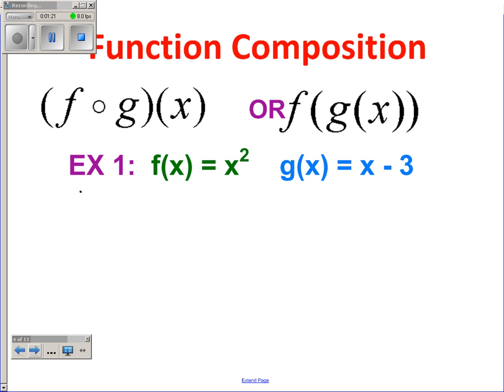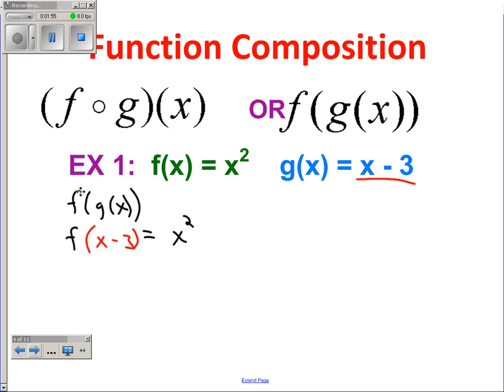So the first thing I'm going to do is rewrite it. And I want to substitute. Composition is a fancy way of saying substitution. So I want to substitute x minus 3 for g of x. So I'm going to replace my inside. And now this is equal to, what is f of x? What's on the outside? x squared.